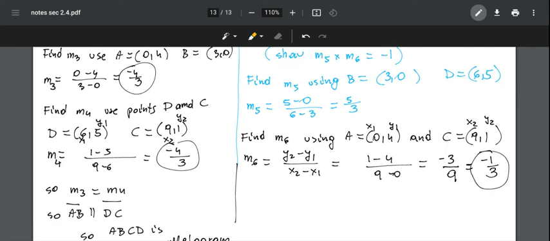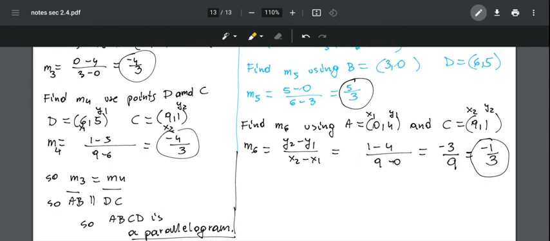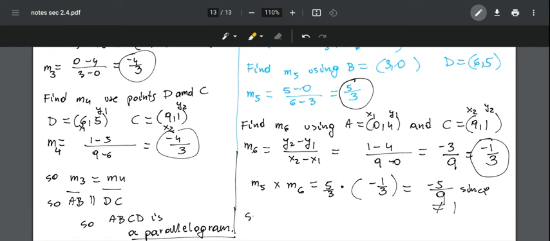Okay, and I can tell that those diagonals don't intersect at a 90-degree angle because M5 is 5 over 3. For the lines to be perpendicular, the slopes have to be reciprocals with the opposite sign. So the reciprocal of 5 over 3 should be 3 over 5. So definitely not perpendicular. But here we're going to show that M5 times M6 is not equal to -1. So M5 is 5 over 3 times -1 over 3. We're getting -5 over 9, which is not equal to -1. So not a rhombus. That means those diagonals don't intersect at a 90-degree angle.